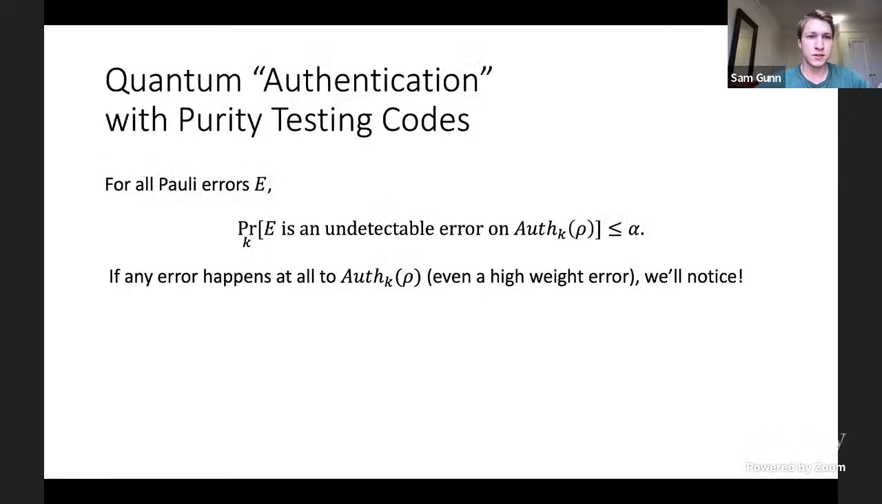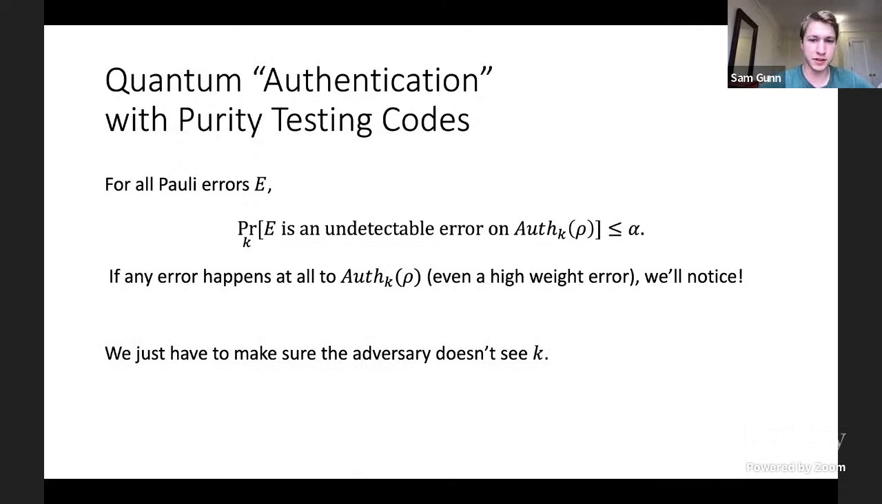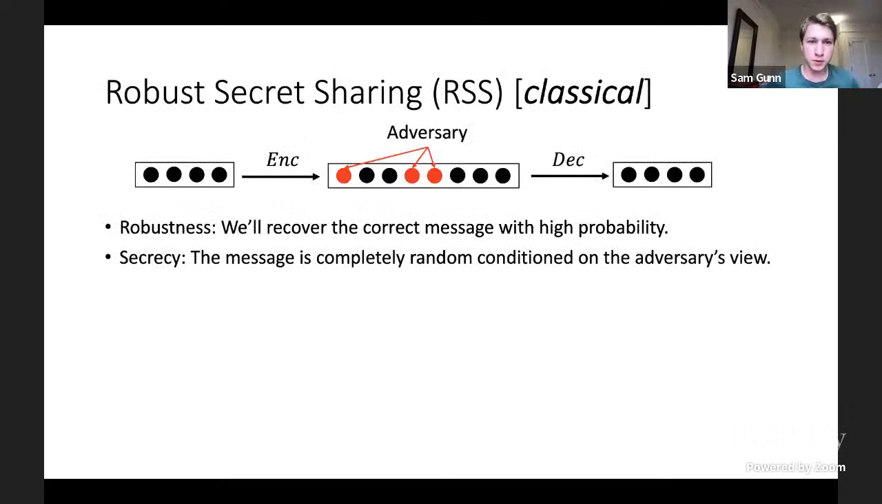So in a little bit more detail, what we mean by quantum authentication is called purity testing codes. It's not quite the normal notion of quantum authentication, but it's related. What we want is that for any error E that happens, the probability that the error is an undetectable error on the authenticated message is at most alpha, for some small alpha. Basically, if any error happens to the authenticated message, then even if the error is high weight, we'll pick it up and observe it, as long as we have the correct keys. These are known to exist, good constructions, and we just have to make sure the adversary doesn't see the keys.